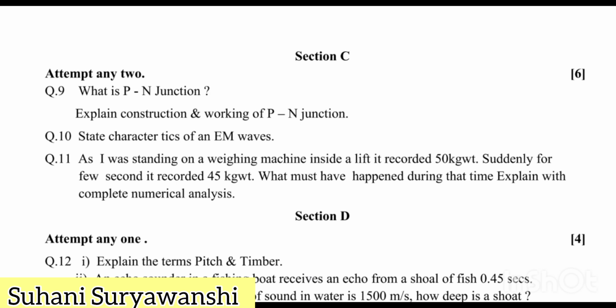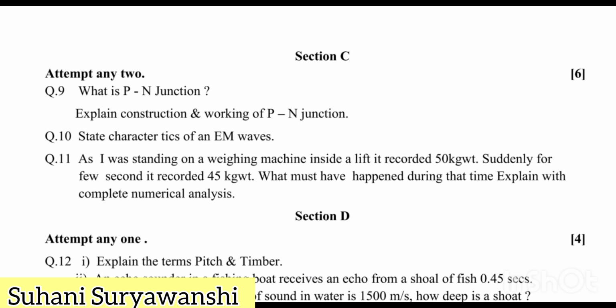So question number 9, what is p-n junction and explain construction and working of p-n junction. So make sure that you write the definition, if possible draw the diagram, then write the construction, working, everything. Okay. Next is state characteristics of EM waves, and it is asked for 3 marks. So at least you have to write 6 characteristics.